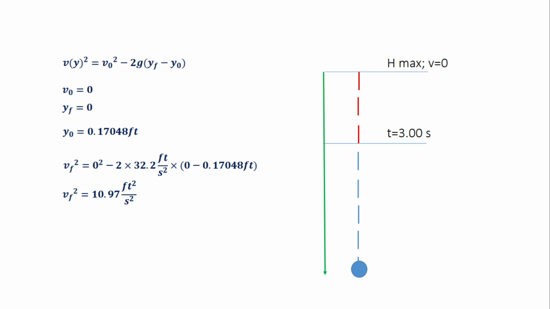To obtain it, we need to take the square root on both sides of the equation, resulting in a value of 3.31 feet per second, and this velocity is directed downward. With this, we have finished solving the problem.